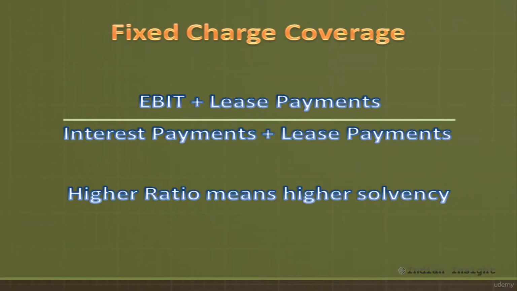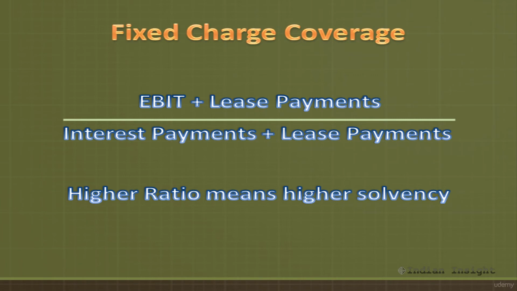The last ratio we look at is the fixed charge coverage, which is calculated by dividing earnings before interest, taxes and lease payments by the interest payments and lease payments. It measures the number of times the company's earnings before interest, taxes and lease payments can cover the company's interest and lease payments, which is actually the fixed charge for the company. A higher fixed charge coverage implies higher solvency and offers greater assurance that the company can service its debt.